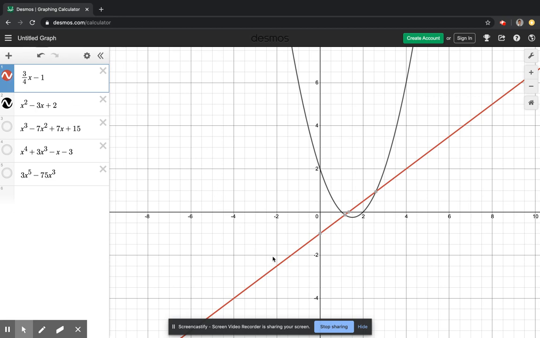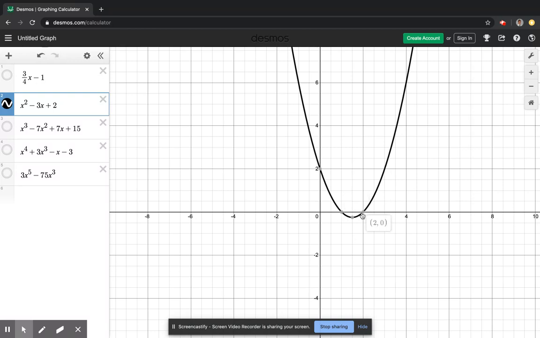And unlike the linear function, which only crosses once, here we can see that the quadratic function crosses twice. And if we click on this graph, we see that one zero is at (1, 0), and the other one is at (2, 0). So that would be the factored form for that quadratic function.